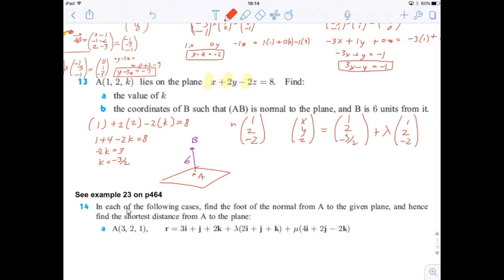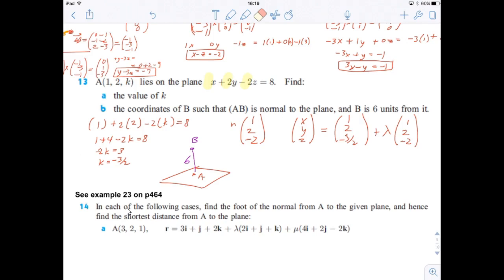So using this equation, we could find any point along AB, including the point B. Basically, we know that this point here is (1, 2, negative 3 halves), and we want to know what lambda should be so that we get to point B. So what if we took (1, 2, negative 2), figured out how long it was, scaled that into a unit vector, and then multiplied by 6 to see what AB should be?